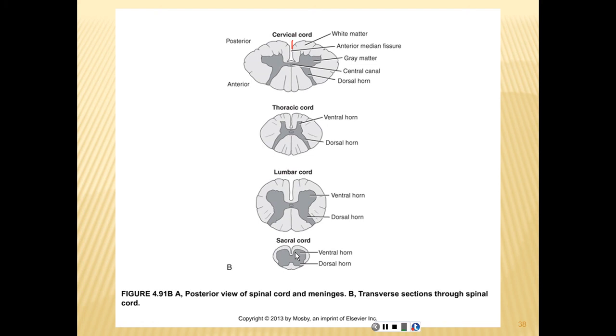You have the ventral horn and the dorsal horn. Ventral horn, dorsal horn. Here they have the dorsal horn. The ventral horn is up in this region, dorsal horn.